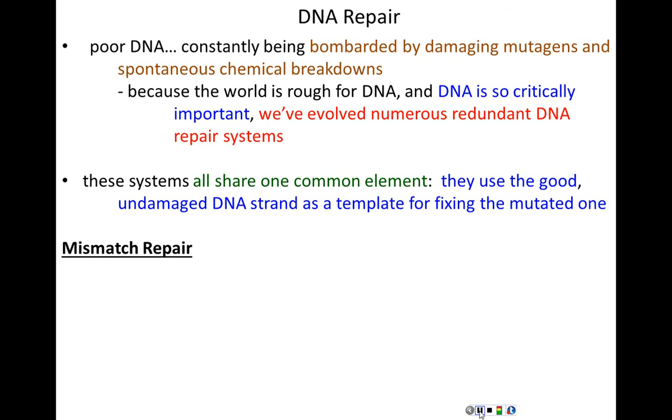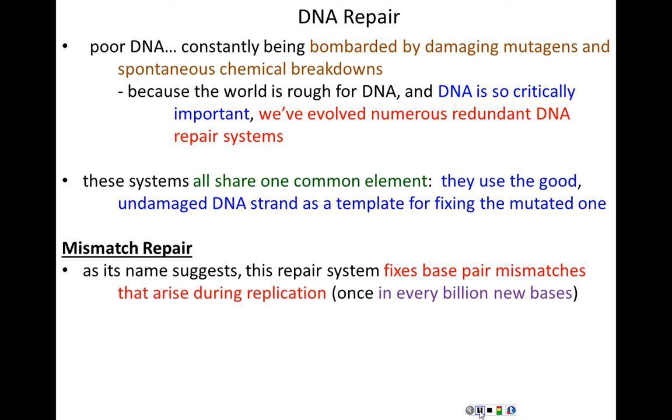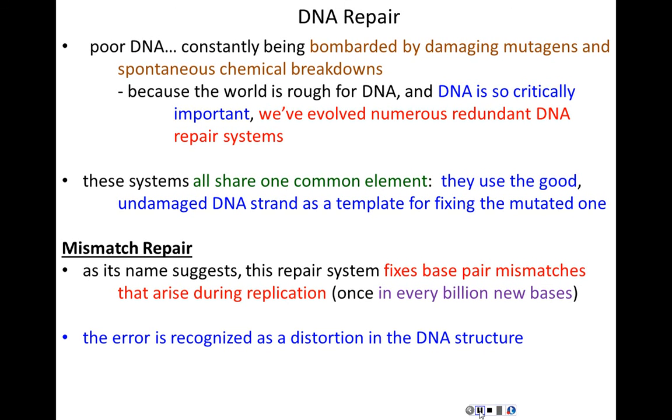So the first DNA repair system we'll discuss is called mismatch repair. As its name suggests, this repair system fixes mismatch errors. These are base pair mismatches that arise during replication. And this is the one we said happens once every billion new bases. As I've already told you, this error is recognized as a distortion in the DNA structure.